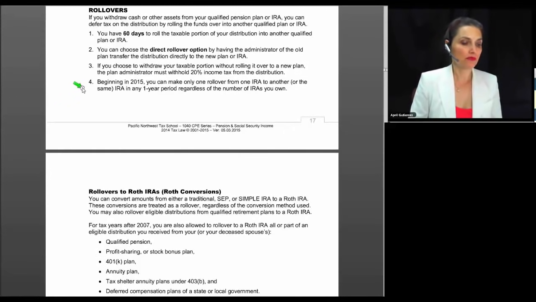Now, there is a rule that you should be aware of. Beginning in 2015, you can make only one rollover from one IRA to another or the same IRA in any one-year period, regardless of the number of IRAs you own. And this is actually the result of a court case in which the court ruled against the IRS. It was kind of an odd thing. I don't even know how it ended up in court, who took it there or why. I guess I didn't care enough to find out. The information is probably there.